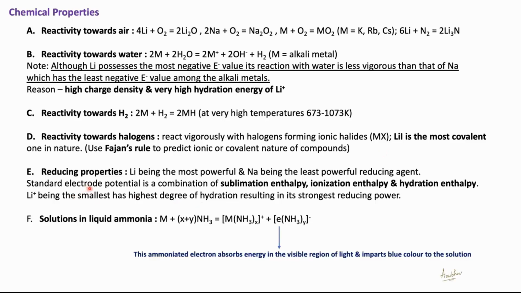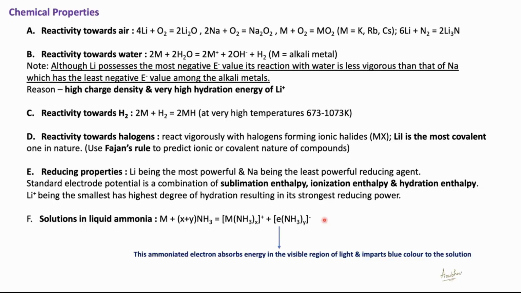Now, the standard electrode potential is nothing but a combination of many factors. The first one is the sublimation enthalpy. The second one is the ionization enthalpy that I have discussed already. And the last one is the hydration enthalpy. I have already told that lithium plus is the smallest one, that's why it has the highest charge density and the highest ionic potential. That's why it has the highest hydration enthalpy.